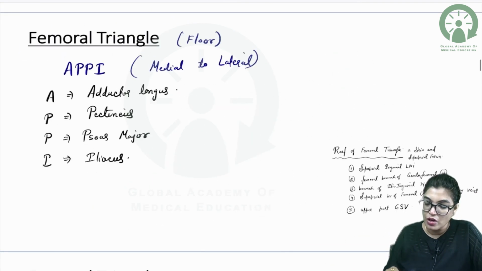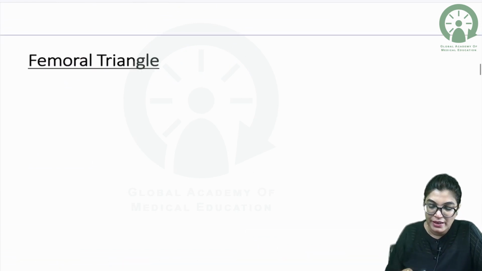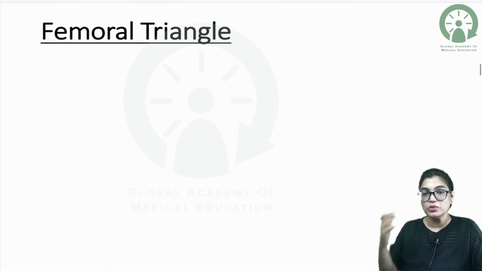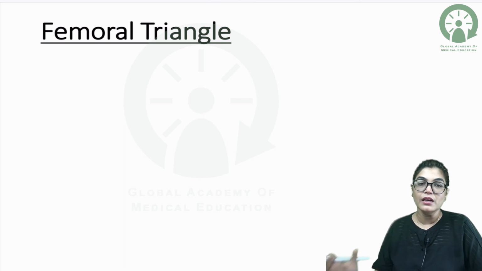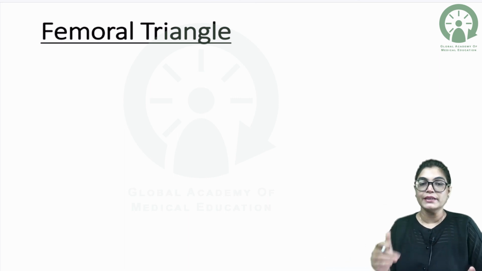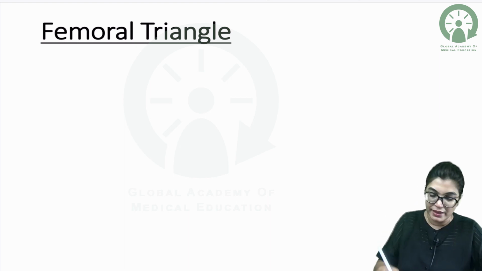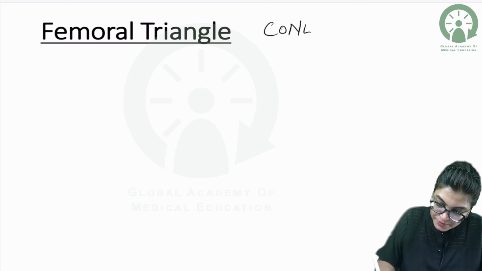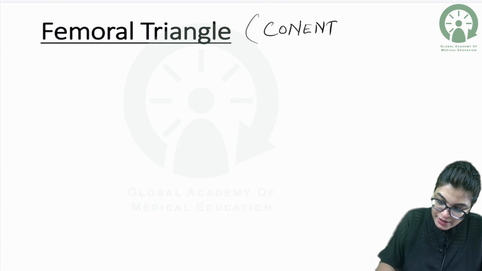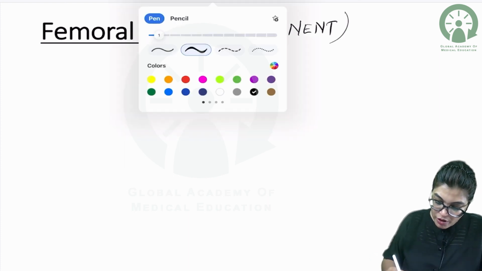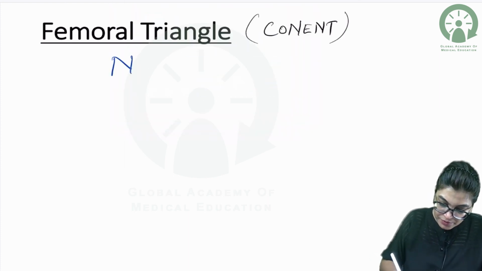Now let's talk about the content. So let's separately write the content. Few things are common but few things are different. So we'll write the content of the roof and the content residing inside the femoral triangle separately. So the word is content of femoral triangle. A very important mnemonic is there, that is called NAVEL.